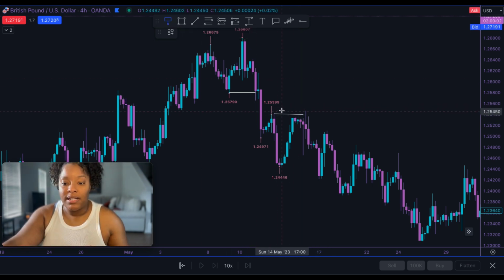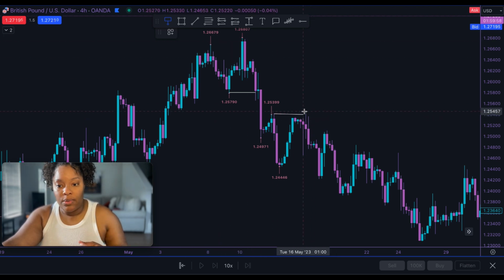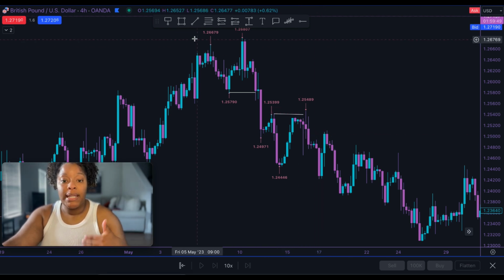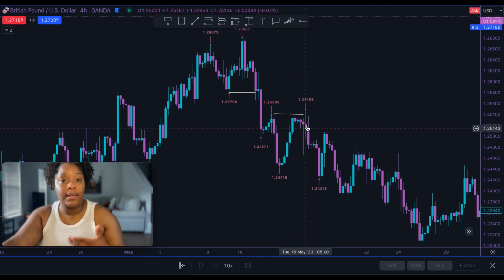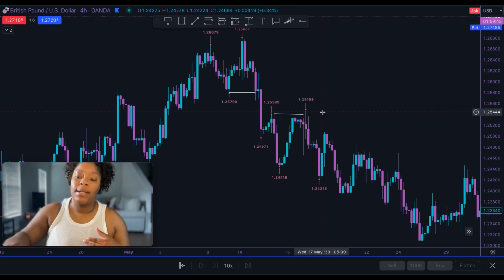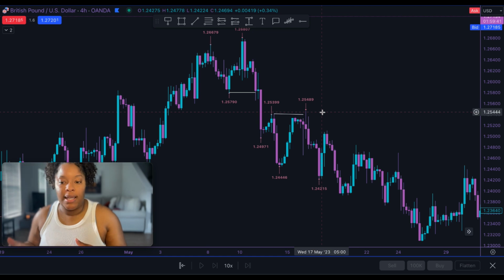Price did pass 1.25399. And at this point, we could have said, okay, this looks like price could be reversing. But what ended up happening? What ended up happening was price actually came and created a new lower low. And sometimes in the market, this is going to happen based on the liquidity in the market.